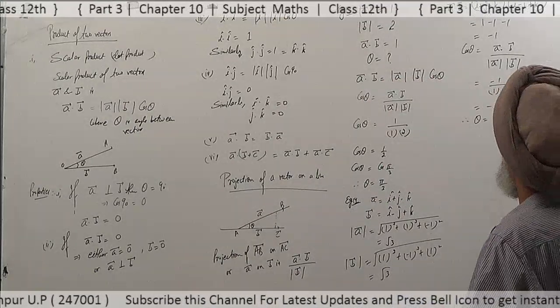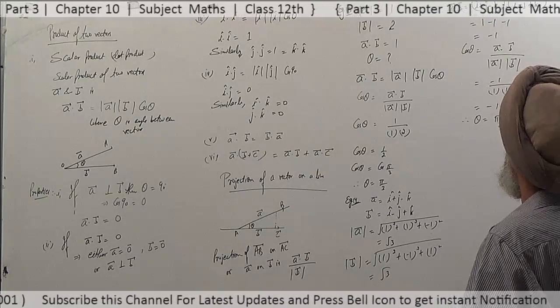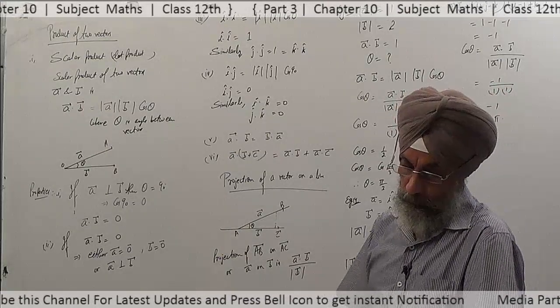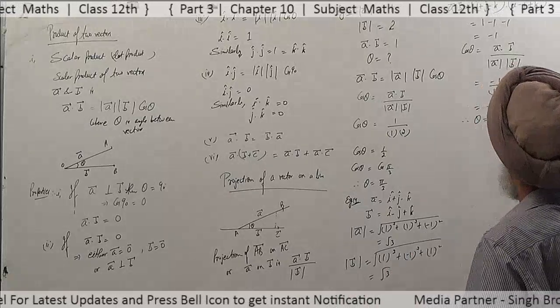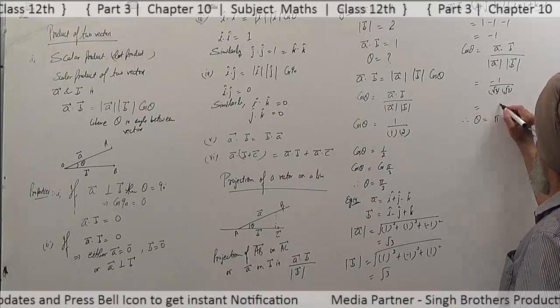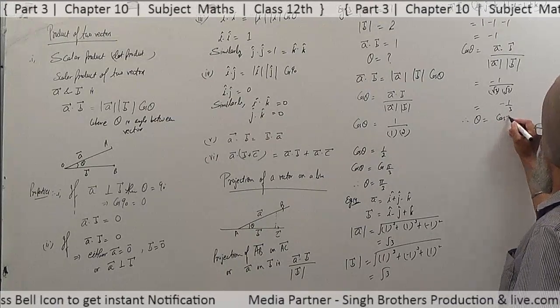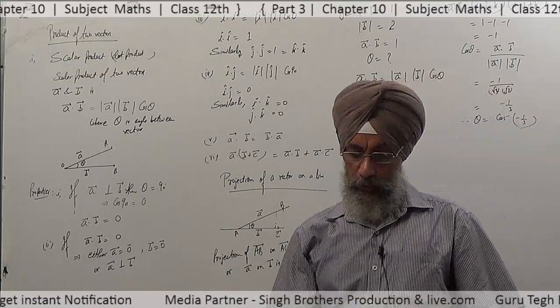I must check it out. There might be some mistake. It's minus 1. Okay. The magnitude is square root of 3, it was square root of 3. So it is minus 1 upon 3. So theta becomes cos inverse of minus 1 upon 3. If it were minus 1, then it would have been pi.